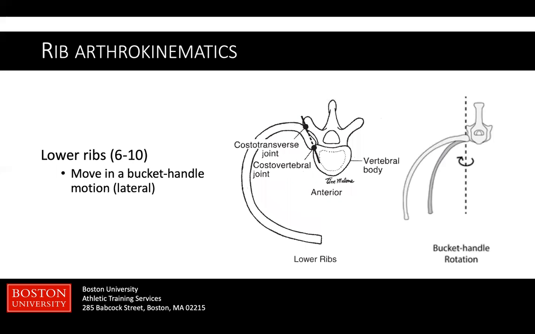Looking at the lower ribs where they are a bit more floating, our 6 through 10, we're going to see a bucket handle rotation. So imagine the handle on a bucket that you would take to the beach as a kid to make sandcastles, right? That kind of bucket handle rotation, contributing more into a rib flare position. So a lateral movement there from those rib joints.